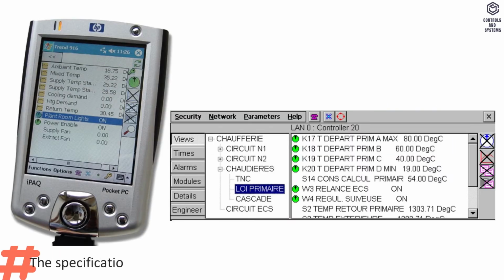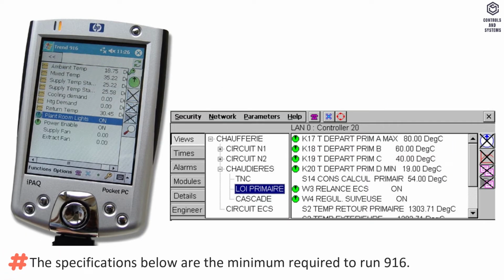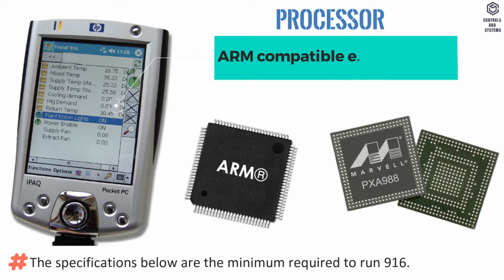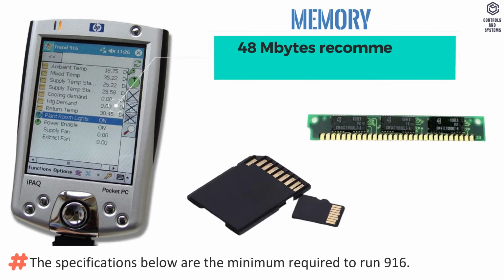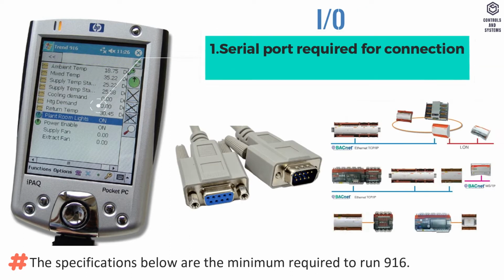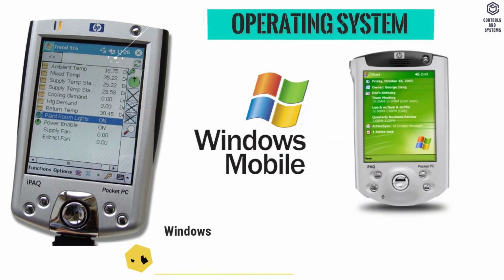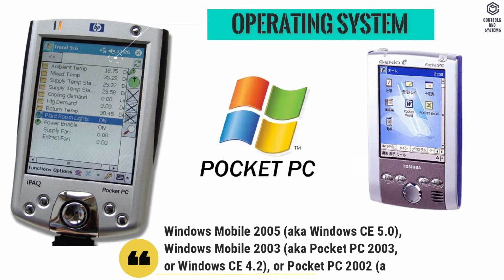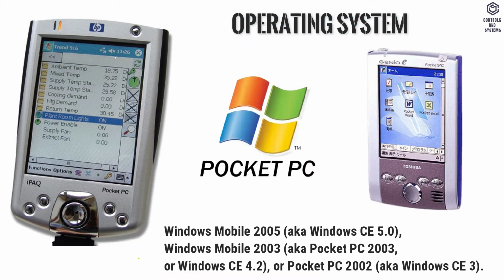Specifications. The specifications below are the minimum required to run 916. Processor, ARM compatible, for example PXA series. Memory, 48 MB recommended, 1 MB storage required. I/O, 1 serial port required for connection to IQ network devices. Operating system, Windows Mobile 2005, Windows Mobile 2003, or Windows CE 4.2, or Pocket PC 2002.